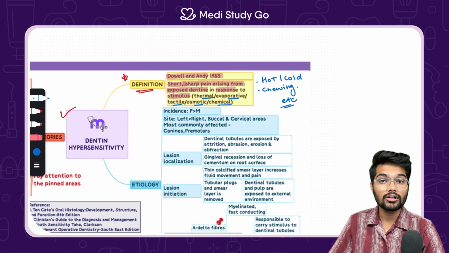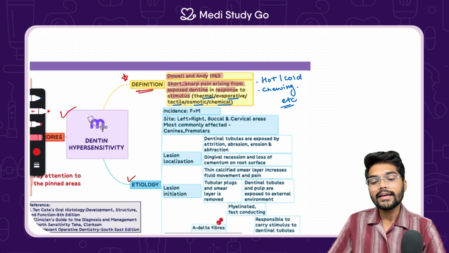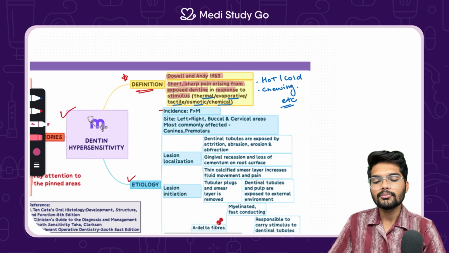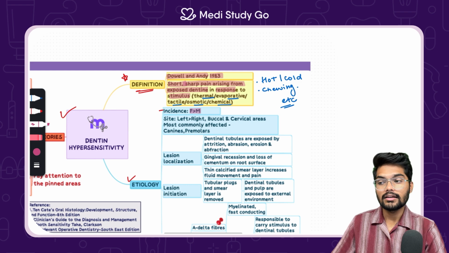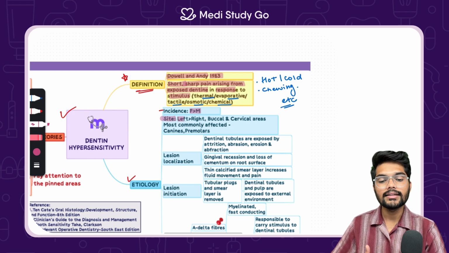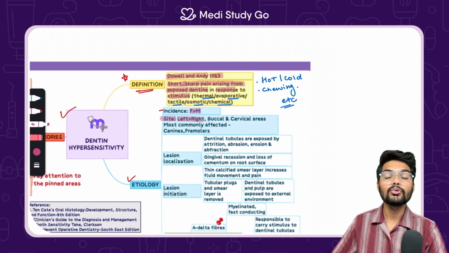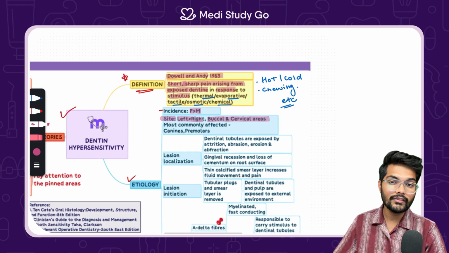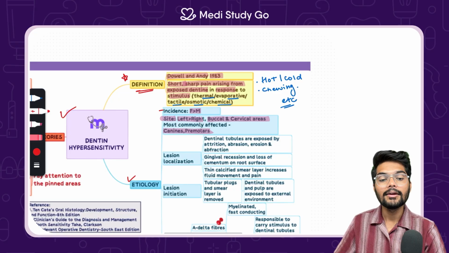Moving on ahead, let us talk about the etiology. So the incidence is greater in females than the males, and the most common sites are usually the left side than the right side, and the buccal and cervical areas are the most commonly affected. Especially the most commonly affected teeth are canines and premolars.